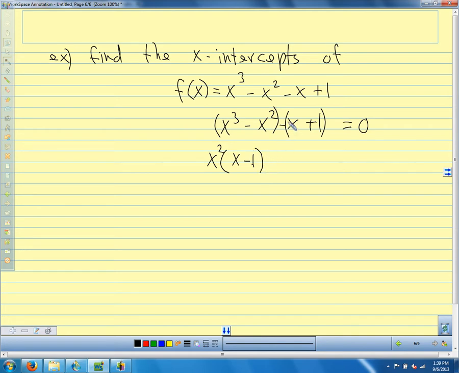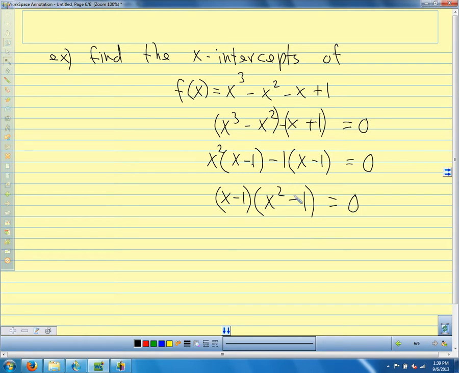And I'm going to factor a negative 1 out of this parentheses. Minus 1 times x minus 1. And I'm going to check by distributing again. I get a minus x and a plus 1 here. And this equals 0. Well, now I have a common term of x minus 1 with both of these, so I can factor that out. So this gives me x minus 1 times x squared minus 1. And that equals 0.